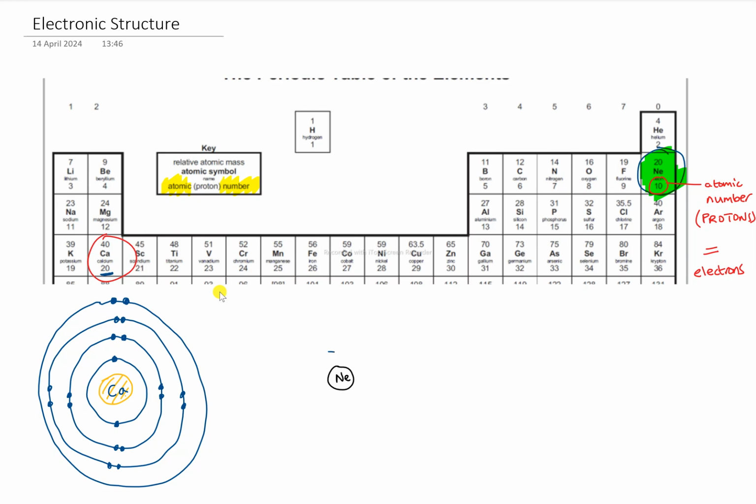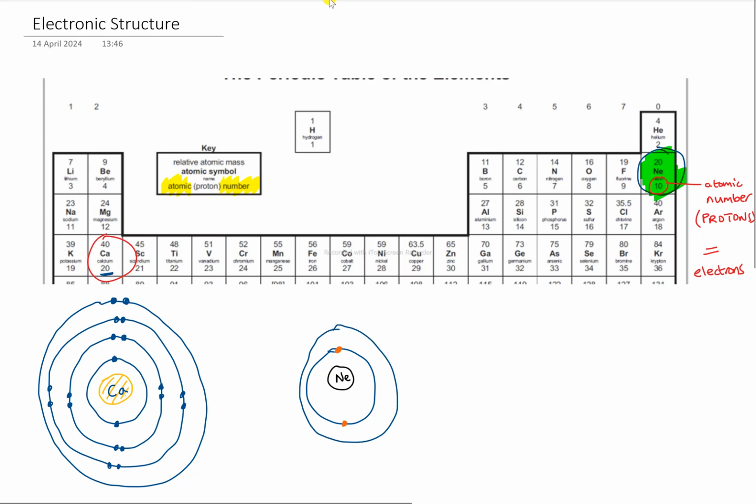So what we do is we get this first shell. We said there's 2, so let's do 2. 1, 2. We need another shell. Whoa, we're only allowed 8 on this one. The world's greatest electron shell or orbital. 1, 2, 3, 4, 5, 6, 7, 8. So now I've got 10 altogether. I've got 2 on the first shell, 8 on the second shell, 10 altogether. So I've completed the electron structure for neon.